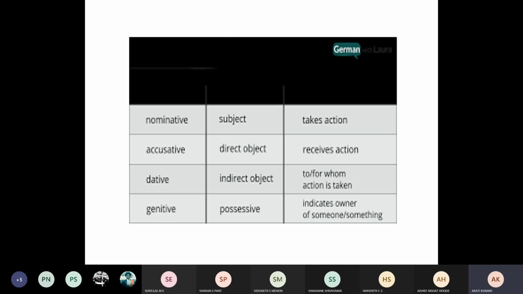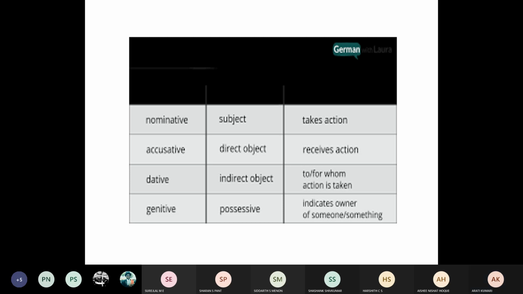So nominative is used in a sentence, as you can see here, for the subject, and accusative is used for the direct object. So what is the subject? Subject is defined by somebody or something that takes action. Yeah, the one who takes action is called the subject. Okay, and what is the direct object? Something that receives the action, or someone, not only something but also someone that receives the action, is the direct object.